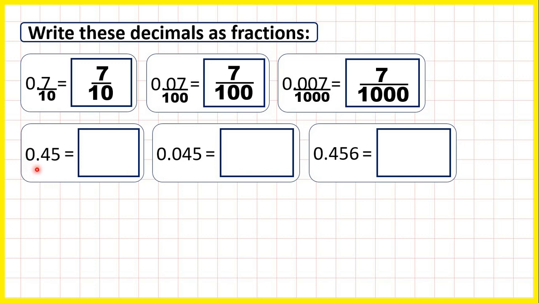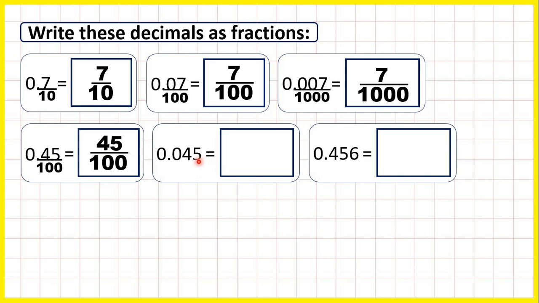Now we have 0.45. There are two digits after the decimal point, so we can draw a line across from the decimal point and write a denominator of 100. 0.45 is the same as 45/100ths. That's because the 4 in our tenths is equivalent to 40/100ths, and putting that together with the 5/100ths gives us 45/100ths.